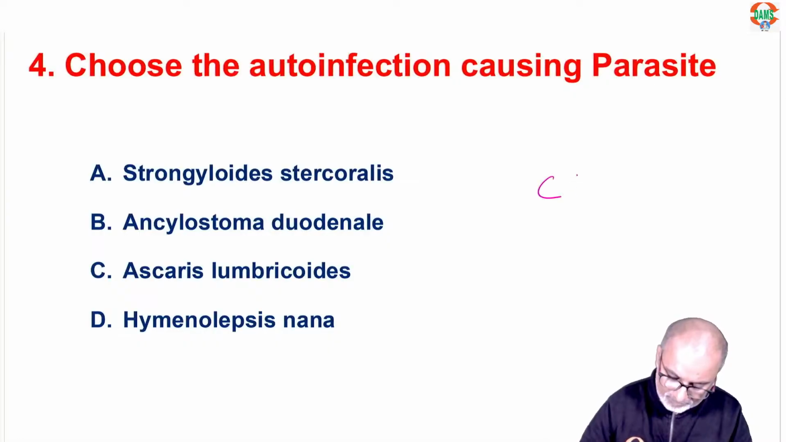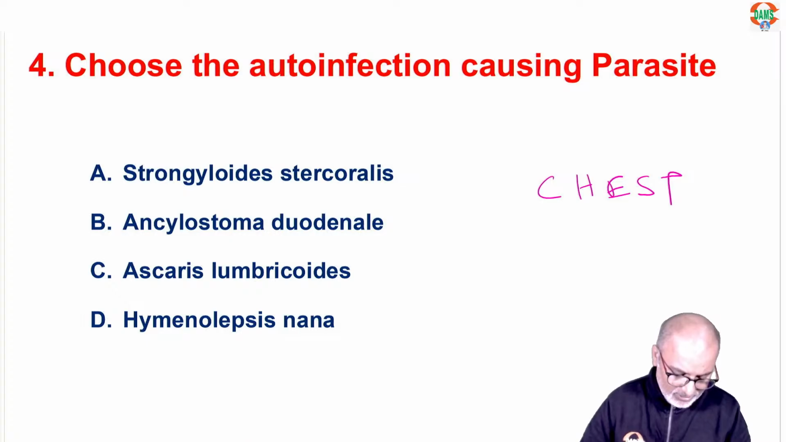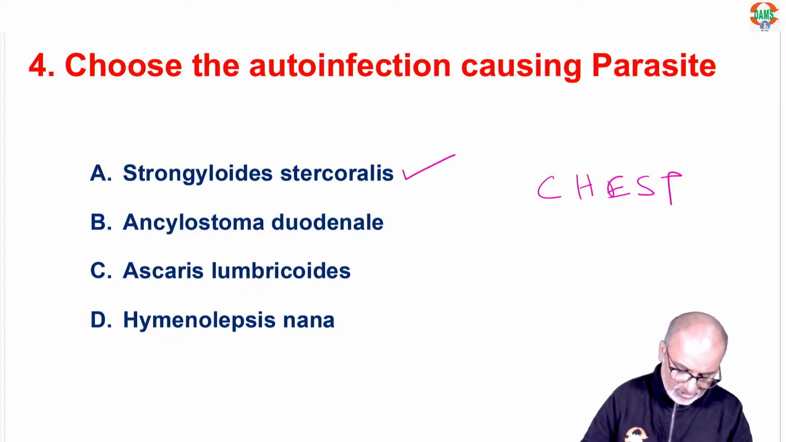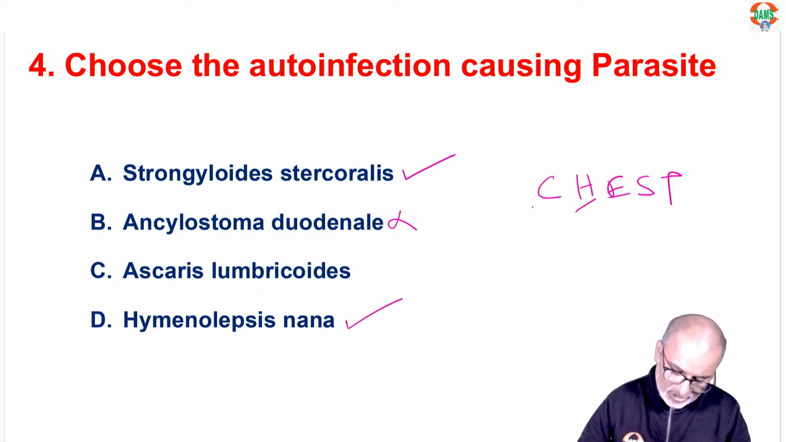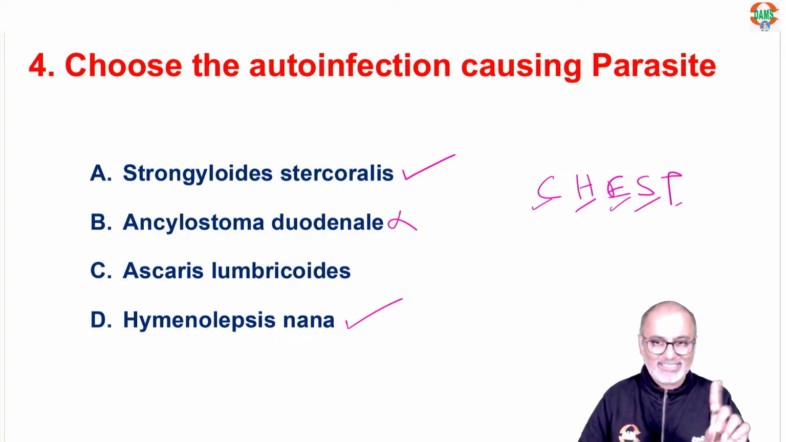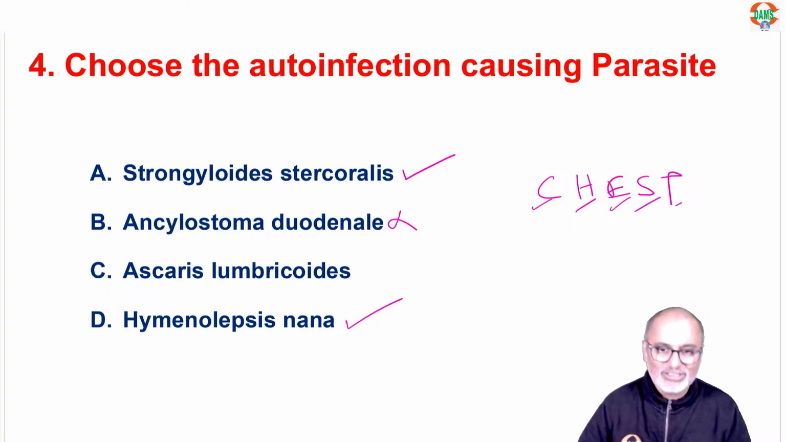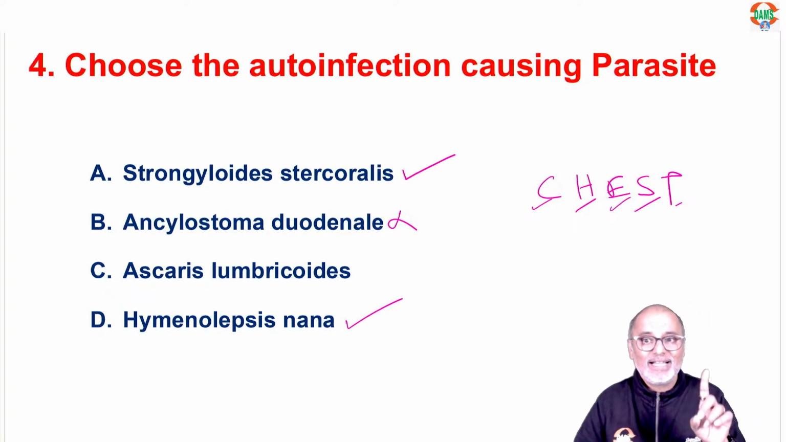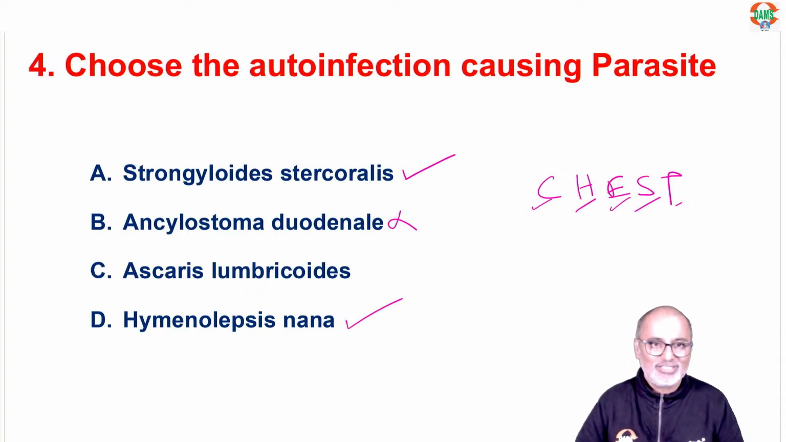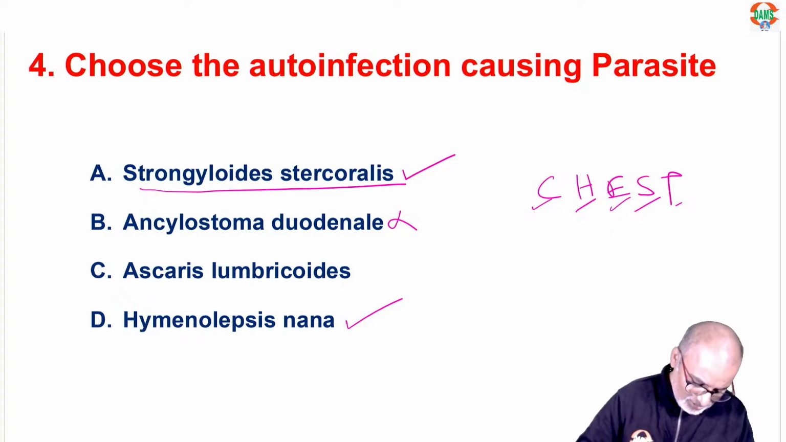CHEST. Strongyloides stercoralis, yes, it causes autoinfection. Not Ancylostoma duodenale. Hymenolepis nana, it also causes. Cryptosporidium, Enterobius vermicularis, Taenia solium, not Taenia saginata, Taenia solium. This is the mnemonic, everybody knows. But here the question is single choice, not multiple choice. So which one are you going to choose? Strongyloides or Hymenolepis nana?